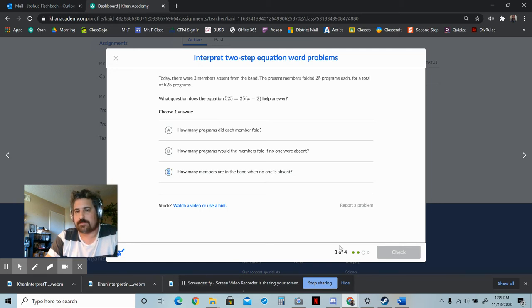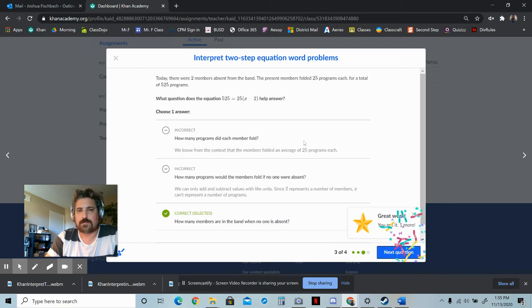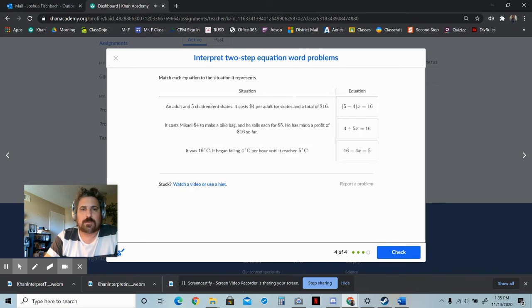All right, the next one. Match each equation to the situation it represents. An adult and 5 children rent skates. It costs $4 per adult for skates and a total of $16.